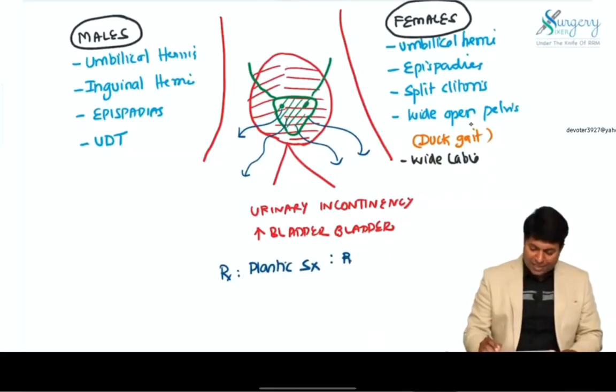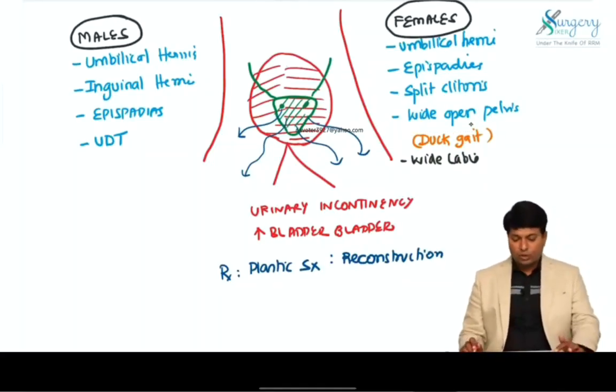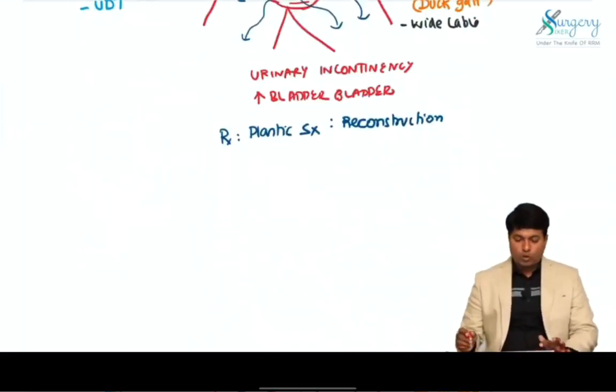The plastic surgeon should come and do reconstruction of the abdominal wall and create a new bladder. I will show you the images of reconstruction. So that is ectopia vesica.